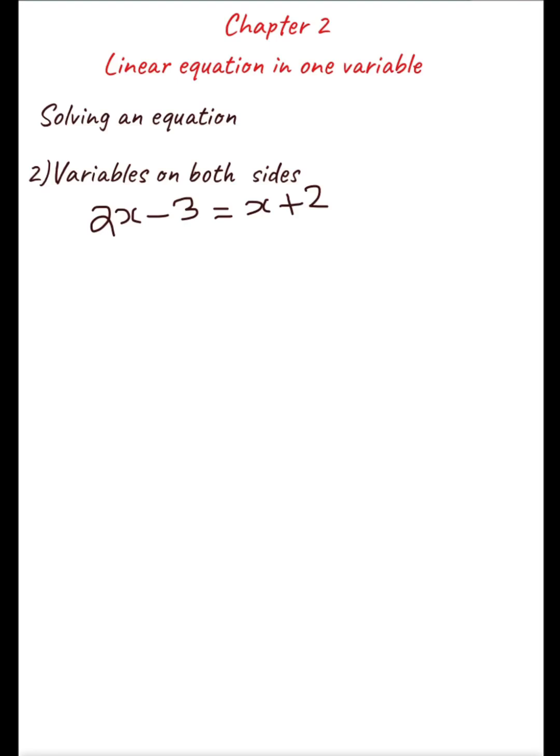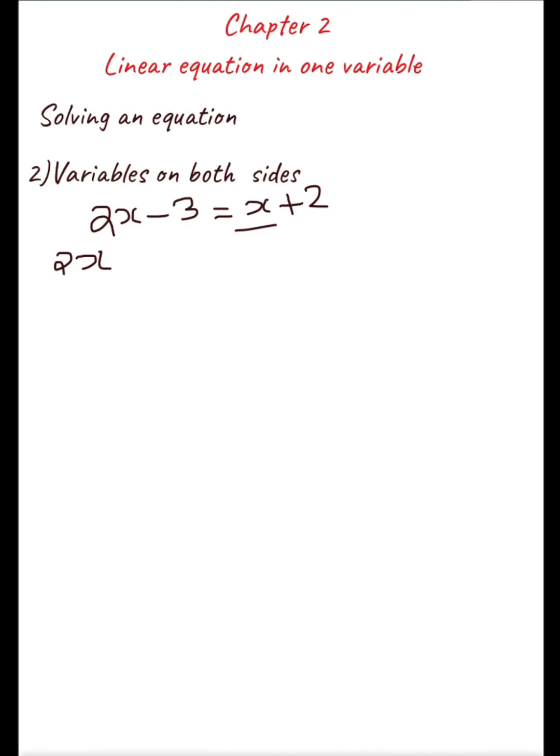If you are getting such equations, what you have to do is take the variables to one side. In such equations, the first thing that you have to follow is to take the variables to one side and put the rest of the things on the other side. Here 2x is a variable. Now what is the next variable? It's x here. So you have to take this x to the left hand side.